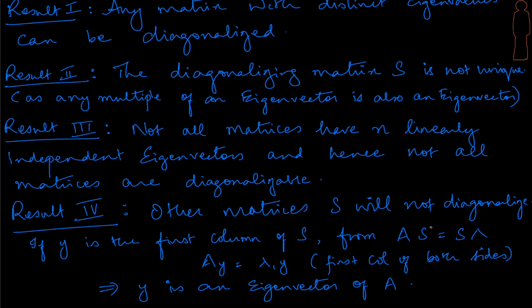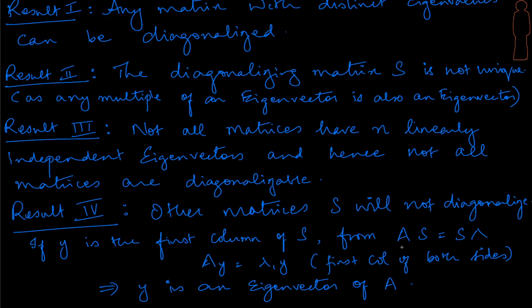Let's not worry about what is there in S. Let us take the first column of S, to be some Y. The column is some Y. We are really not sure if that's an eigenvector or not. Okay, fine. So for diagonalization we need this to be true.